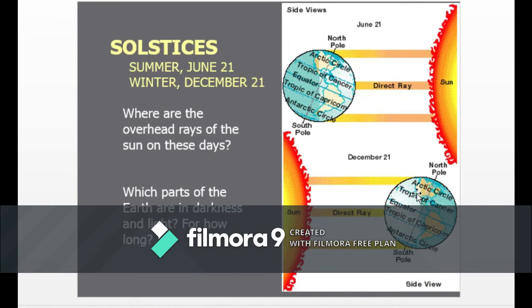Now here comes the next part of solstice, when after 6 months the earth's direction will be like this. Now the part of the earth which will be getting the overhead sun rays, the direct sun rays, will be the Tropic of Capricorn. I have already told you the lines of latitude. This is the Tropic of Capricorn, and this part will be getting most of the sun rays.